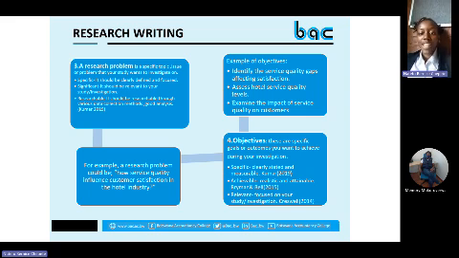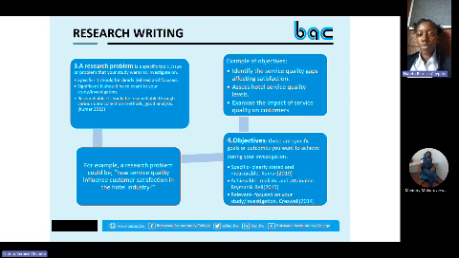A research problem is a specific issue or problem that your study wants to investigate. It's supposed to be significant, specific, and researchable. Specific meaning that it should be clearly defined and focused. Significant meaning that it should be relevant to your study or your investigation. And then researchable meaning that it could be researched through various data collection methods and good analysis.